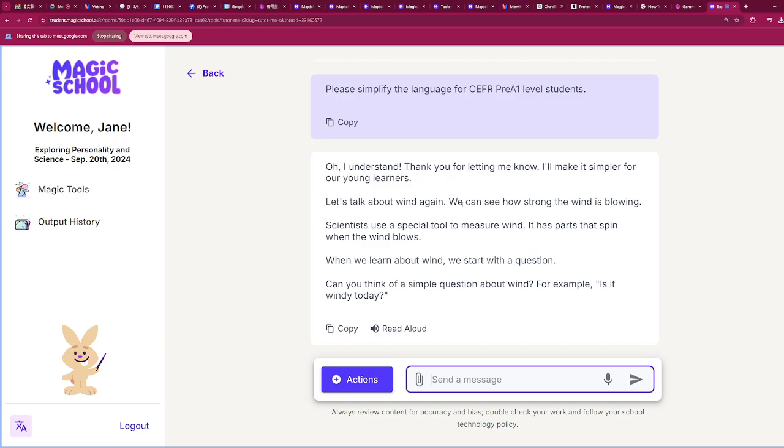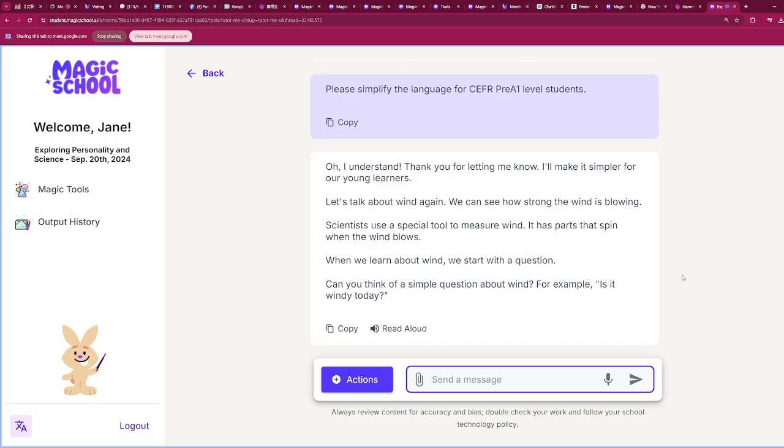Let's talk about wind again. We can see how strong the wind is blowing. Scientists use a special tool to measure wind. It has parts that spin when the wind blows. When we learn about wind, we start with a question. Can you think of a simple question about wind? Is it windy? For example, is it windy today?